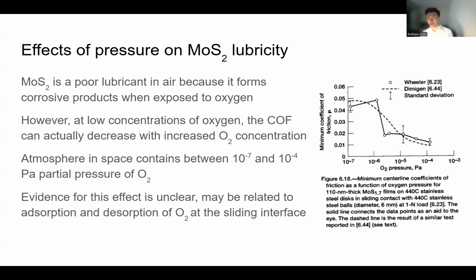So if you look at this graph here on the side, you'll see the partial pressure of oxygen on the x-axis. And it'll be increasing, 10 to the minus 7 all the way on the left side and 10 to the minus 3 all the way on the right side. And the coefficient of friction that is observed is going to be on the y-axis. And as you can see, as you increase from 10 to the minus 7 to around 10 to the minus 5 partial pressure of oxygen, you'll actually see a significant decrease in the coefficient of friction.